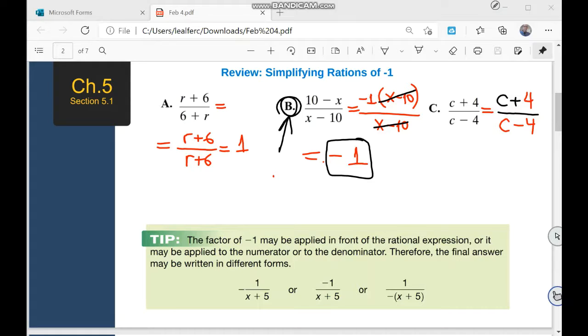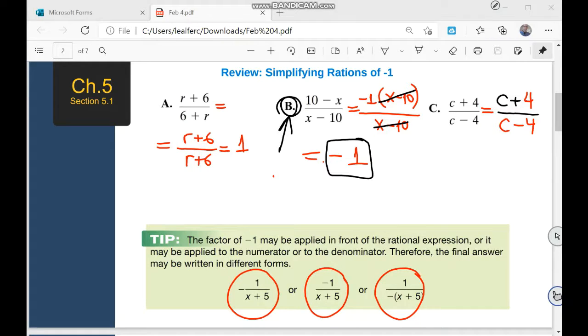And there's a tip here, a hint. The factor of -1 may be applied in front of the rational expression, or it may be applied on the numerator or the denominator. The final answer can be written in any of these forms: negative in front of the whole fraction, negative on the numerator, or negative on the denominator. All options are correct.